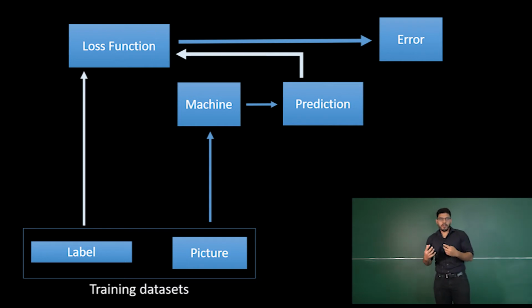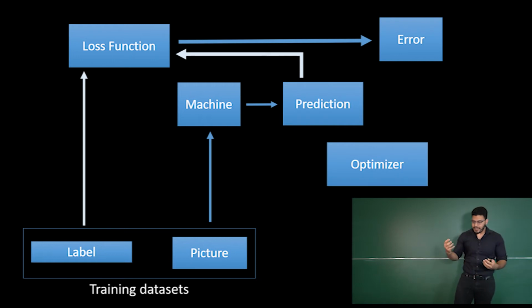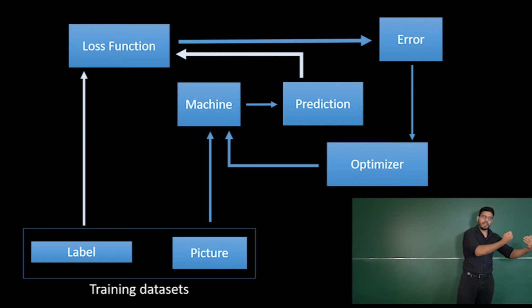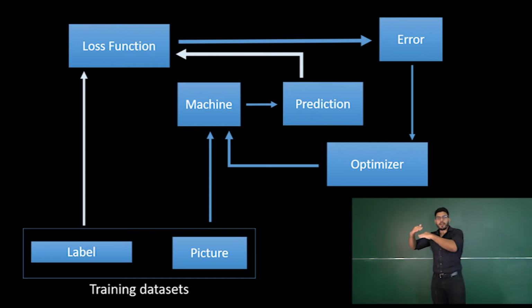So you have something called an optimizer that takes the parameters and the error you made, and changes the parameters so that when you have a second picture, you can map them more correctly, or minimize your error with each example you see.